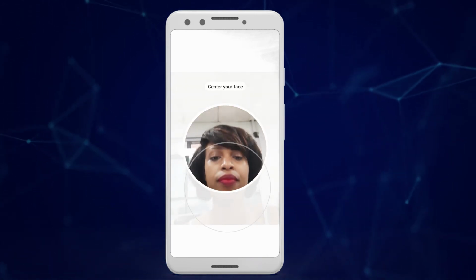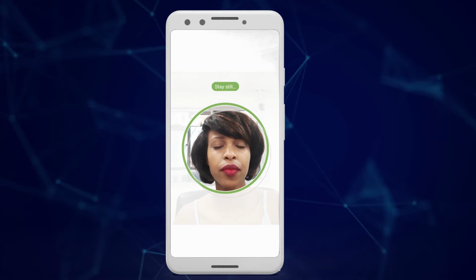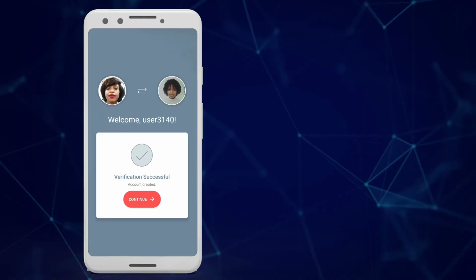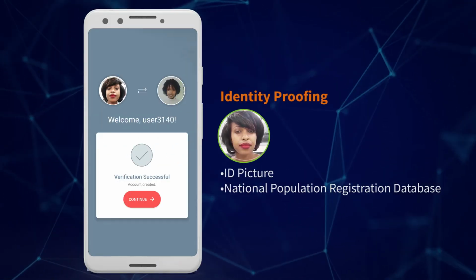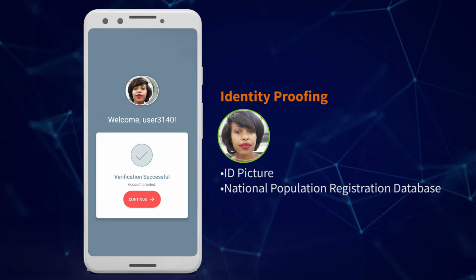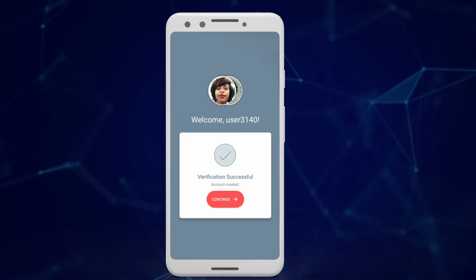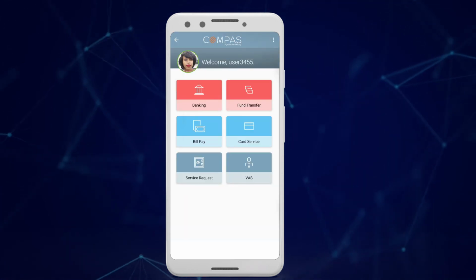By using the selfie taken by the customer, we pre-measure the matching score between the ID document owner and its holder. The selfie is compared against the picture captured from the ID or against the one from the National Population Registration Database. We use live detection algorithms and advanced image quality calibration. Once confirmed and verified, the customer is onboarded.